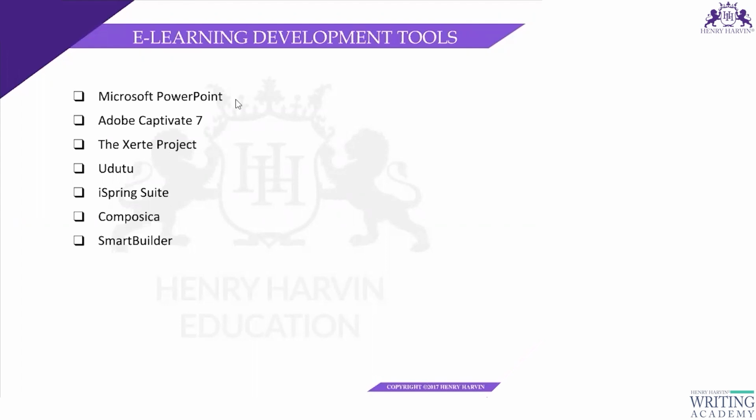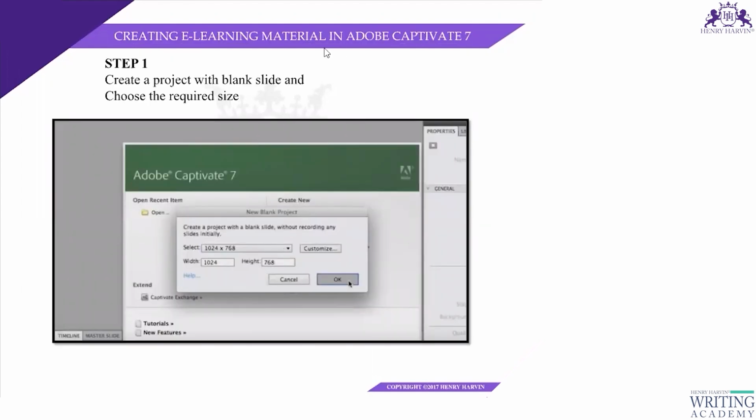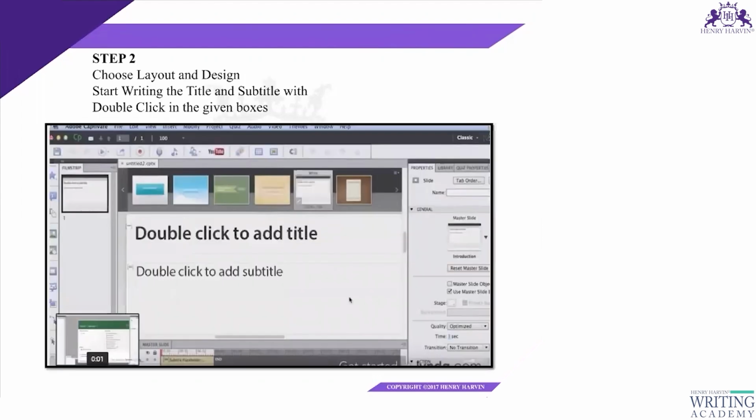So here you have Microsoft PowerPoint, then you have Adobe Captivate, Zurko Project, Udutu, iSpring, Composica, Smart Builder, which we've mentioned earlier. So, creating e-learning material in Adobe Captivate 7: create a project with a blank slide and choose the required size. Choose the layout and design. You can choose which template you think fits and suits your requirement. Then again, this goes the same as your PowerPoint presentation, with the title and the subtitle.